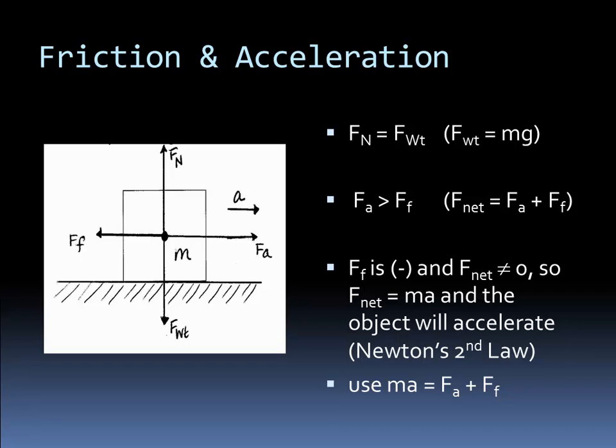So we need to set our net force equal to mass times acceleration due to Newton's second law, so that we find out with what acceleration the object will accelerate. And we can use mass times acceleration equals the applied force plus the frictional force. And then you can either find the mass of the object or you can find the acceleration of the object, depending on what information you're given. So that's the basics of how to draw these problems and set them up.